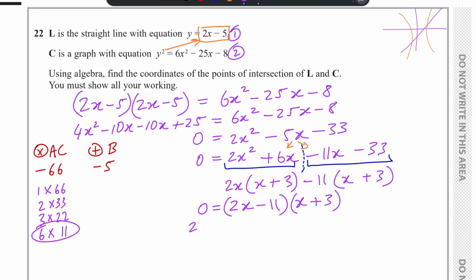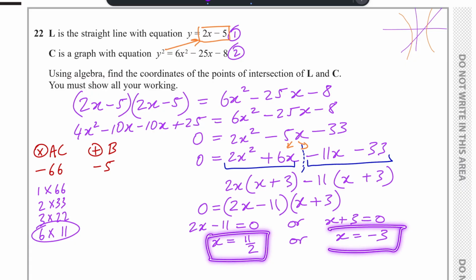So we can say 2x minus 11 equals 0, or x plus 3 equals 0. So that means that if I add 11 and divide by 2, I end up with x equals 11 over 2. Or if I take away 3 from both sides here, x equals negative 3. So we now have our two x values.